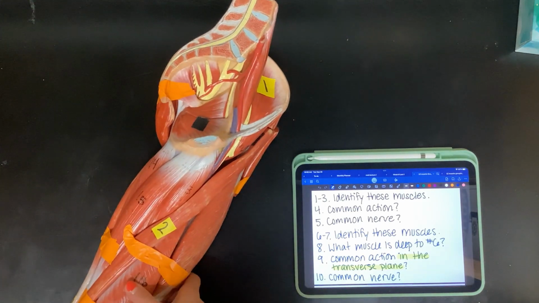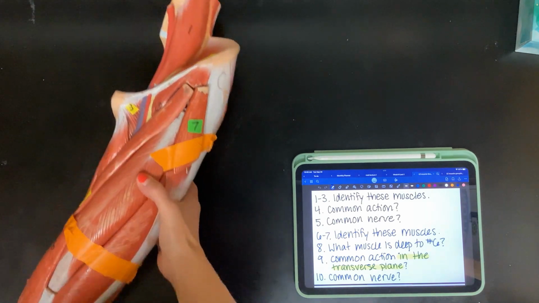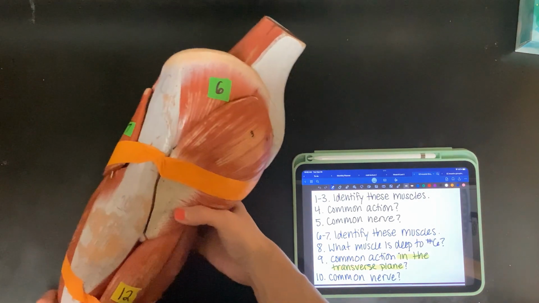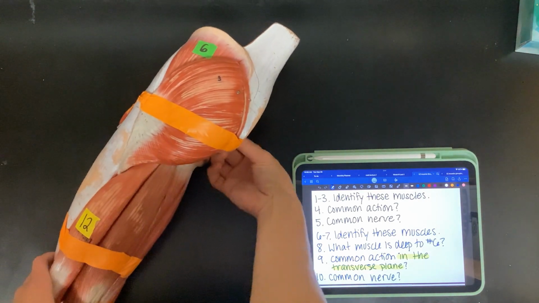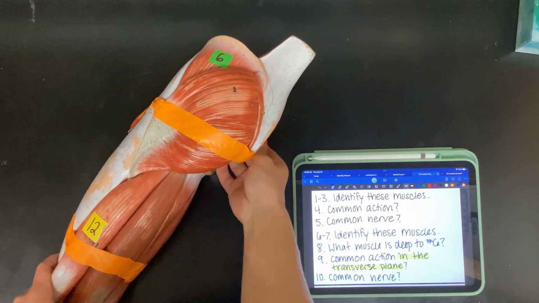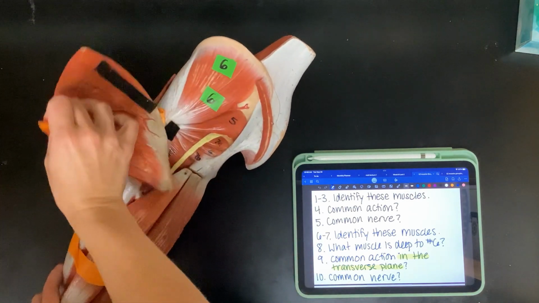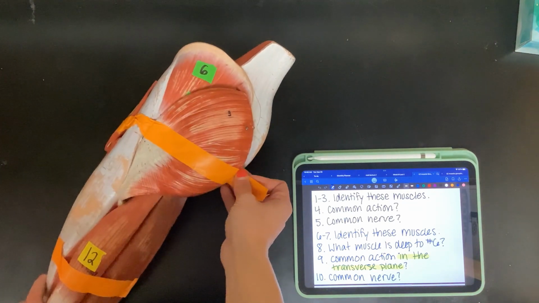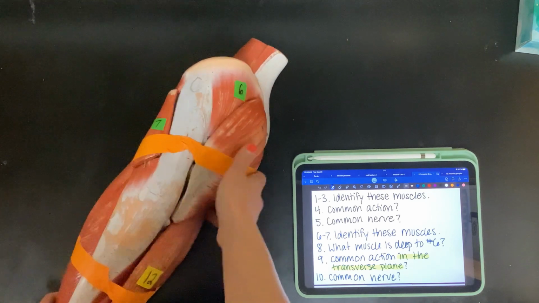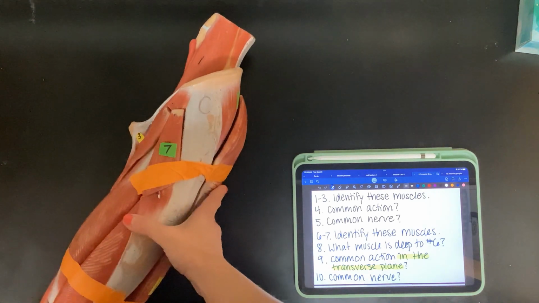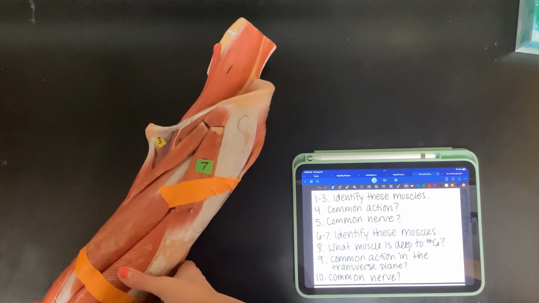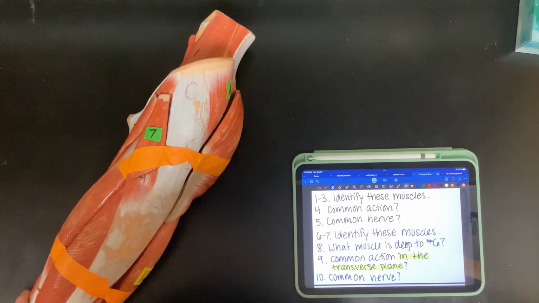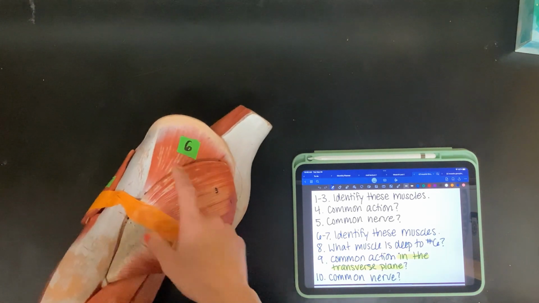Next we got 6, 7, more posteriorly, so number 6 we have here, and I can take off this more superior muscle to see the rest of it. And then number 7. Eight is asking what muscle is deep to number 6.